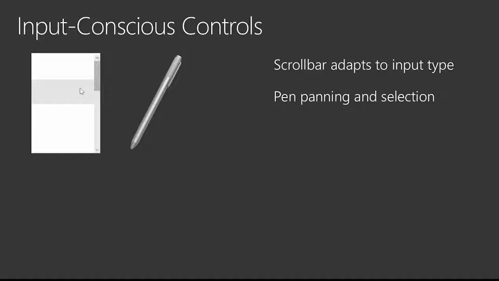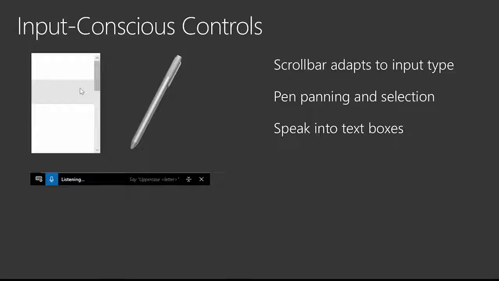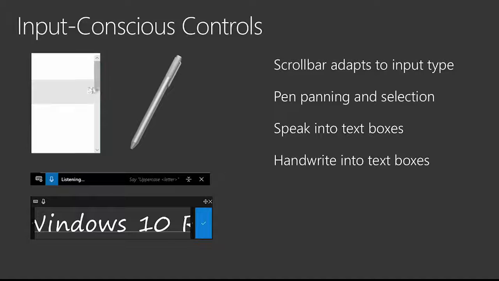So you'll see that. The pen panning and selection model is improved. I mentioned pen panning now works. You just move your pen to pan. If you hold down the barrel button, you can instantly select. So it's very quick to either select or pan now. Text boxes, you can now speak into text boxes, which is great. Just get the soft keyboard up and click the little mic icon, and you can dictate into text boxes, which is really valuable. And there's great handwriting support in text boxes as well.